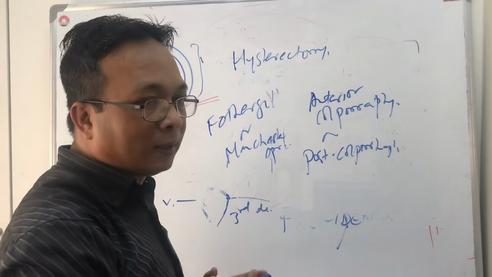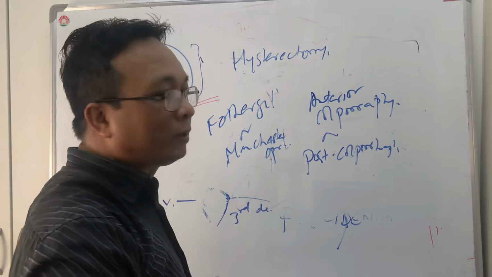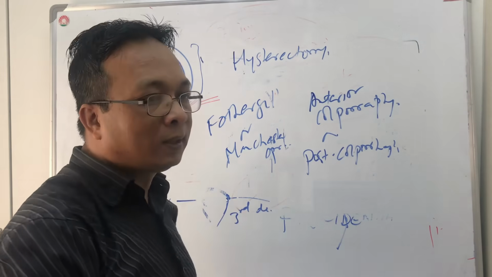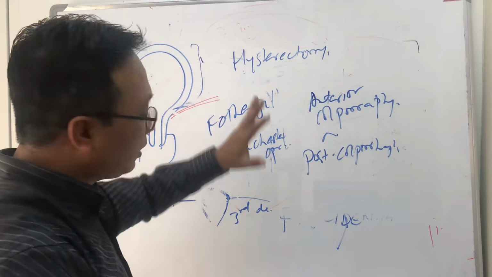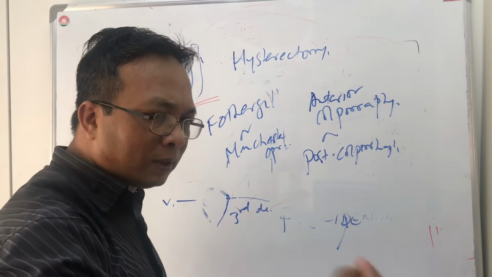And as I told you, if the patient is young, you have to preserve the uterus for menstrual functions. So that is Fothergill's or Manchester operation. So that is about uterine prolapse. Now a little bit about stress incontinence.